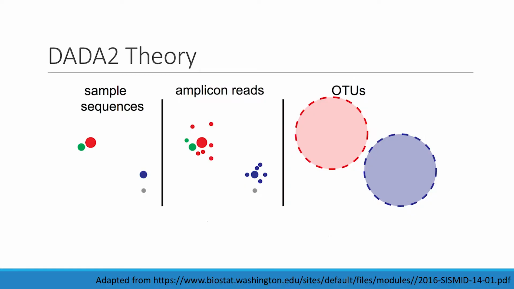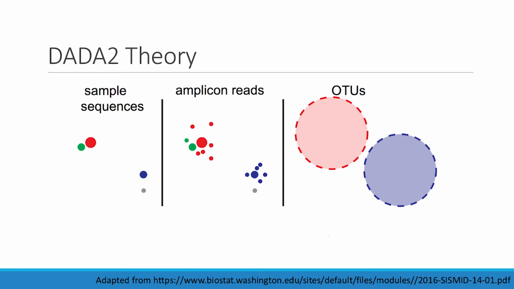So this graphic summarizes what DADA2 is trying to do. In an environmental sample, you have, say, 4 unique sequences. During the course of amplification, errors arise, and they're similar sequences, but slightly different. And that introduces some noise into your data set.